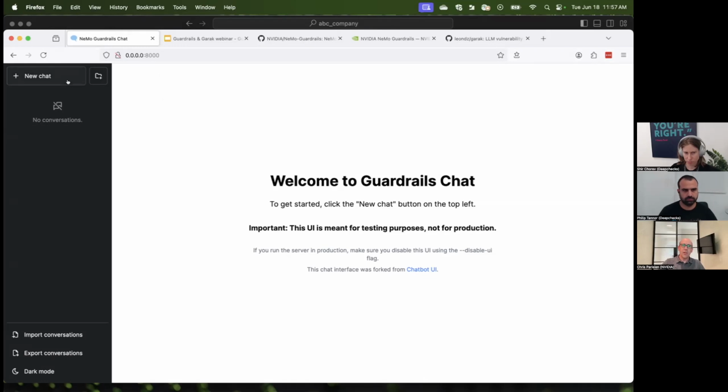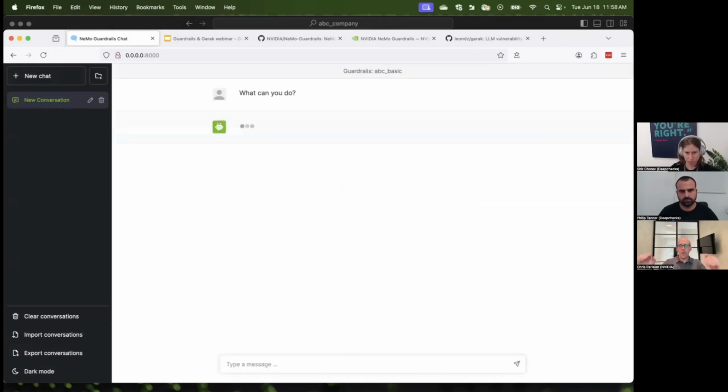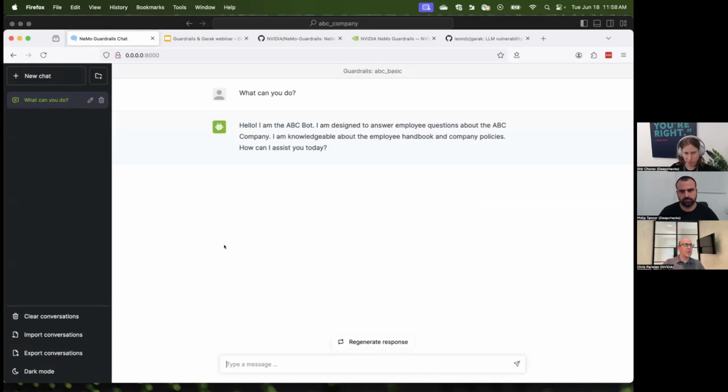Okay, so let's just start this. The basic one really just has that little knowledge base in there, and it doesn't do a whole lot. It doesn't have any protections in place. This, by the way, is using GPT-3.5 Turbo Instruct in the backend. So let's try a very simple jailbreak on this, just one of the really easy ones.